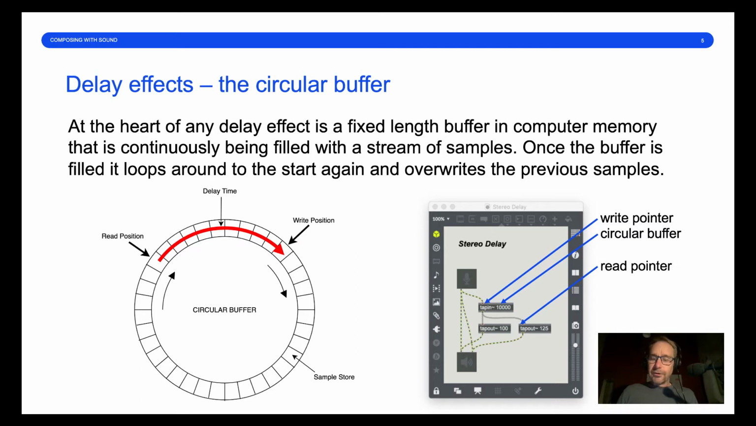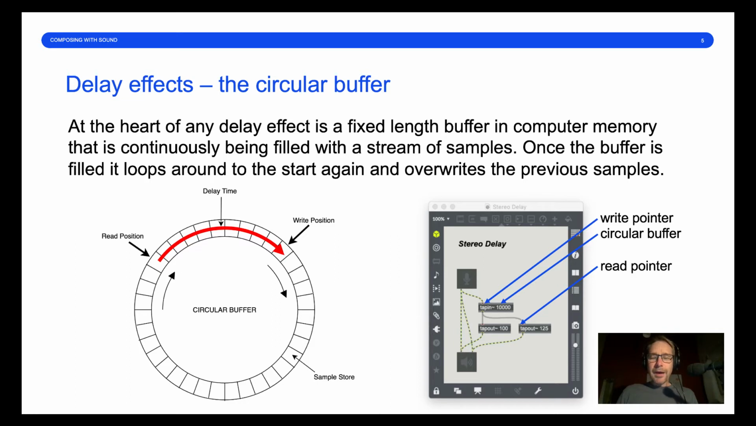On the right of the slide, you can see the use of the tap in and tap out objects in a simple Max patch. So the tap-in object represents the circular buffer, and the audio signal going into it is the write position, or the write pointer. The argument to the tap-in object sets the maximum length of the circular buffer, in this case 10,000 milliseconds. So after 10,000 milliseconds, 10 seconds of audio have been written into the buffer, it just overwrites whatever was there previously as it wraps around in the circular buffer.